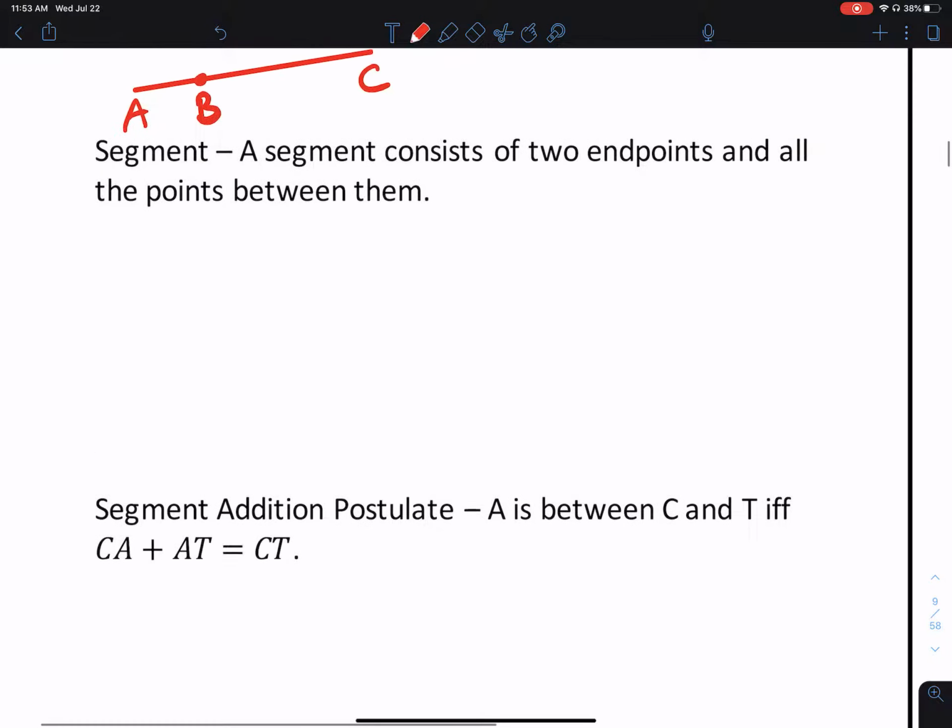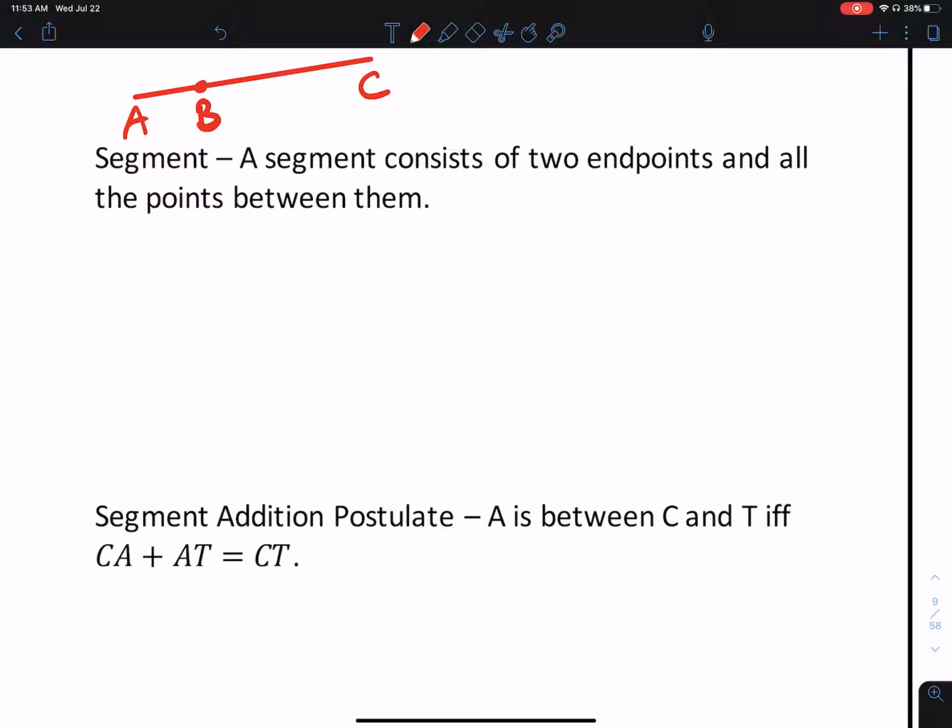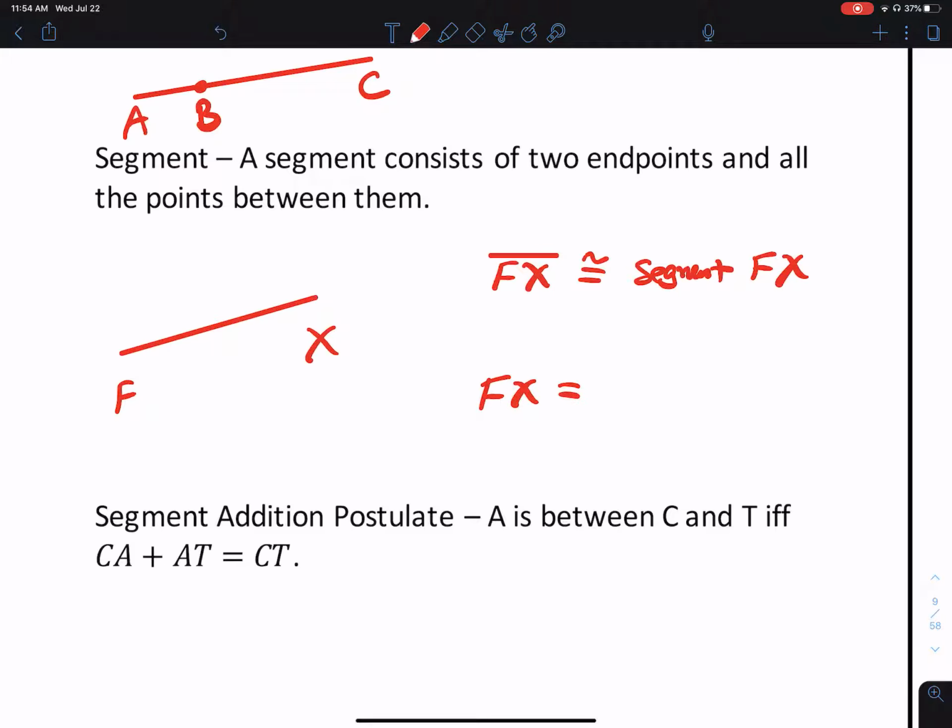Segment, we've had this definition before. A segment consists of two endpoints and all the points between them. So here is segment FX. Shorthand for this, segment FX. Guess what that's congruent to? That's congruent to segment FX. Yes, it's congruent to itself, same size and same shape. We could say the length of segment FX, or the measure of FX, is equal to the length of segment FX. Lengths are equal, segments are congruent.